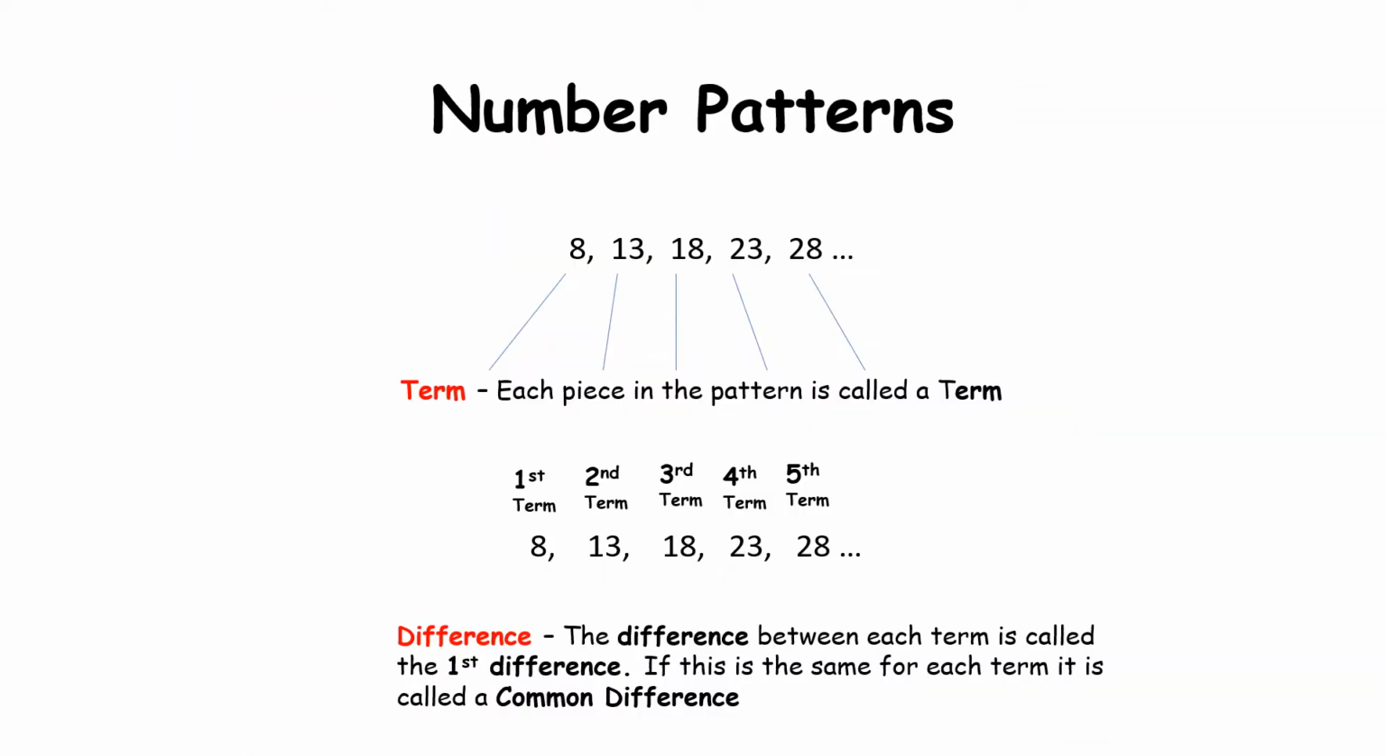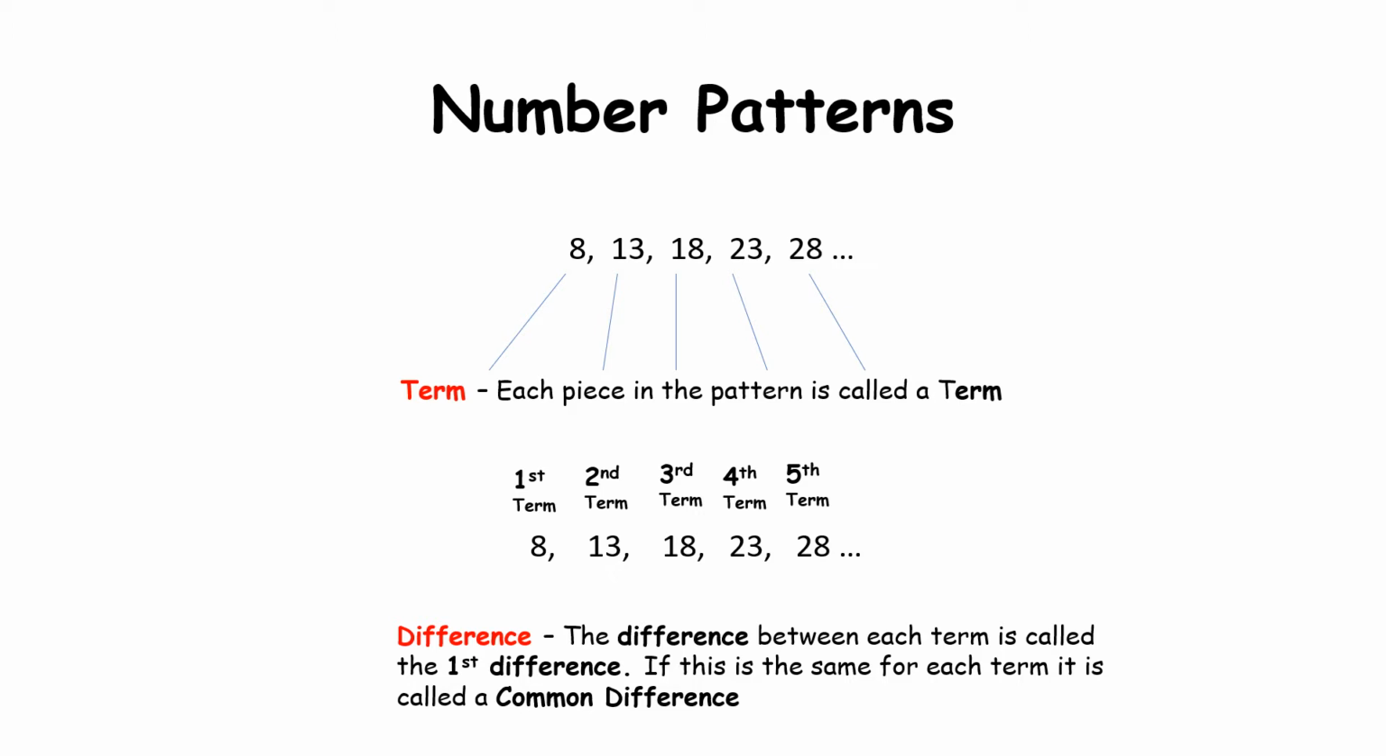So let's just talk a little bit about number patterns. So here we have a number pattern which is 8, 13, 18, 23 and 28. Each of those numbers is called a term. So we could write that as the first term, second term, third term, fourth term, and fifth term. The other word that we need to know is difference. So the difference between each term, in this case, will be called the first difference. And if that's the same, then it's called the common difference.